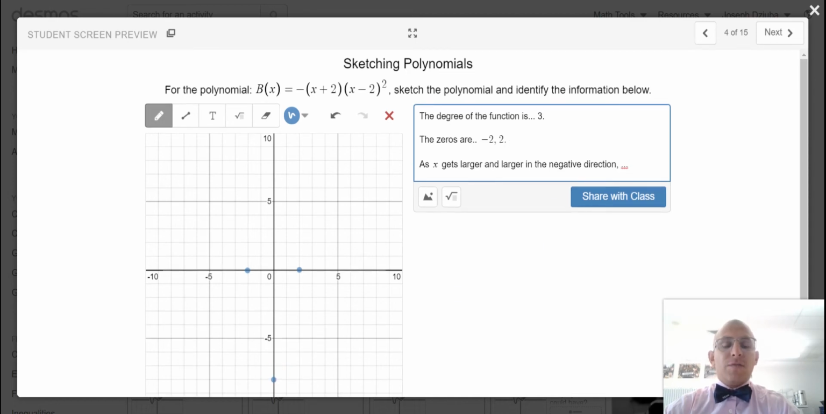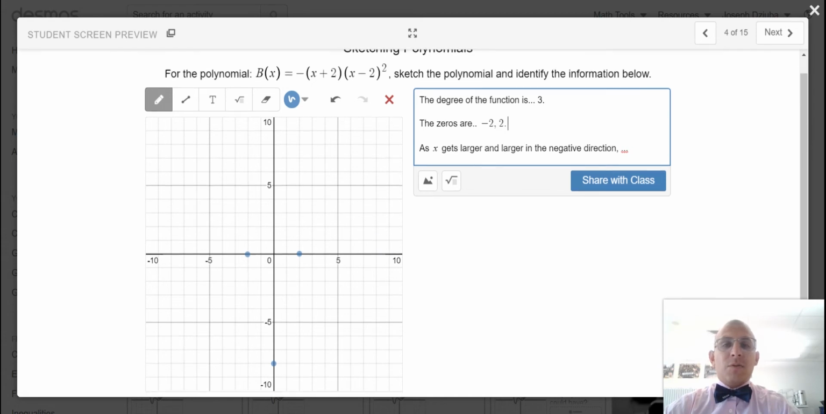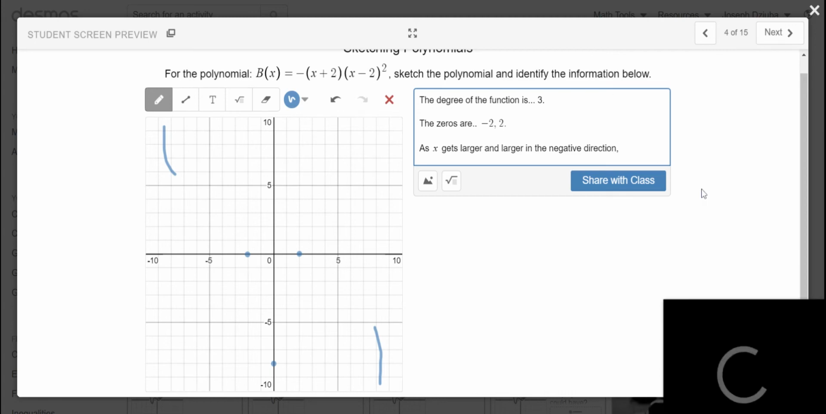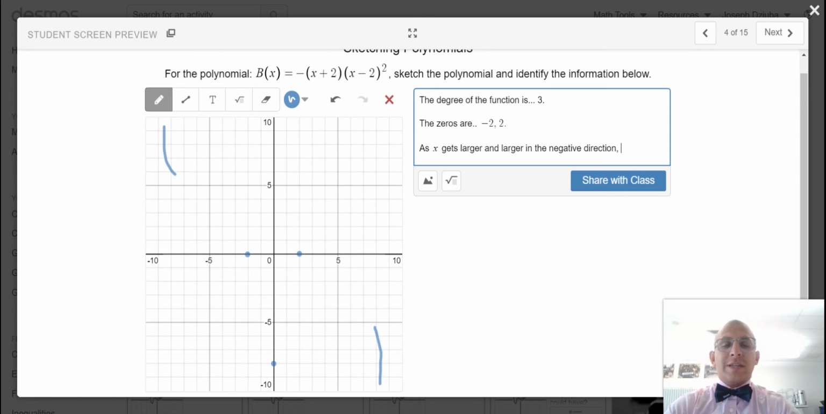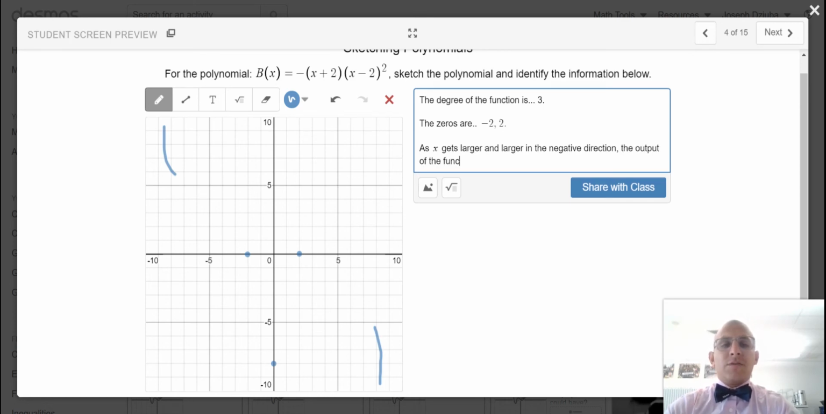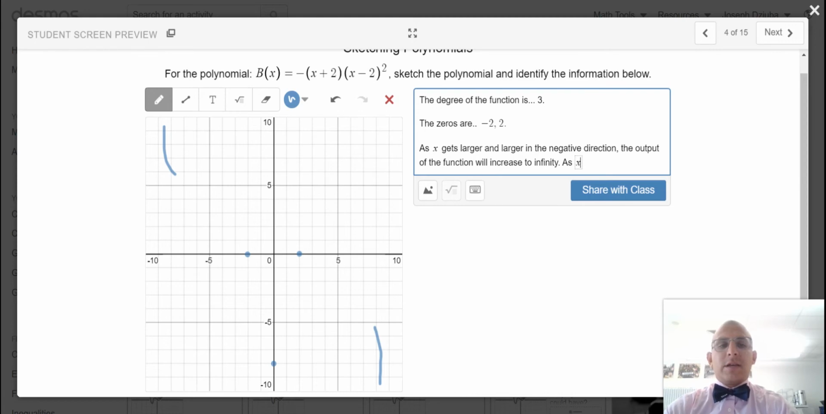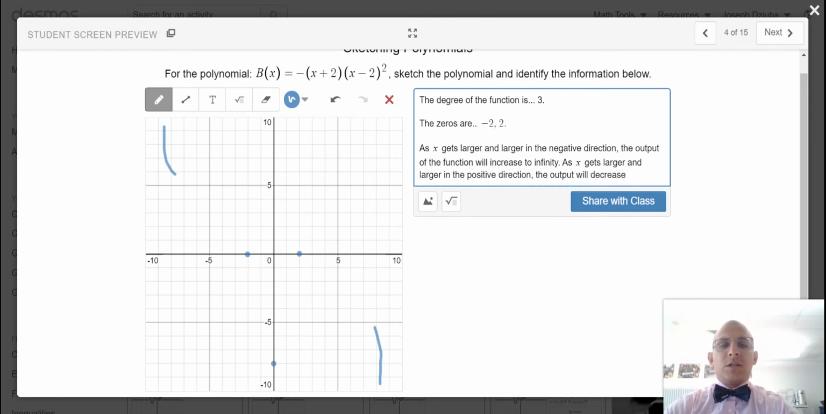I know the overall leading coefficient will be negative, so with it being a degree 3 function, my end behavior should fall from left to right, and that's what I would like to define the behavior as. So as x gets larger and larger in the negative direction, the output of the function will increase to infinity. As x gets larger and larger in the positive direction, the output will decrease to negative infinity.